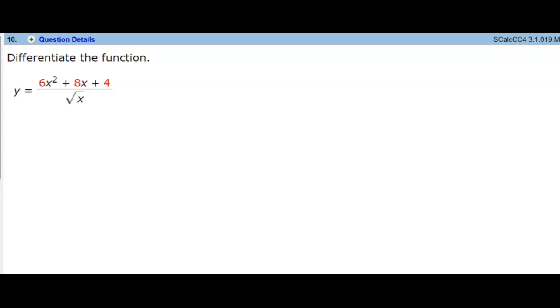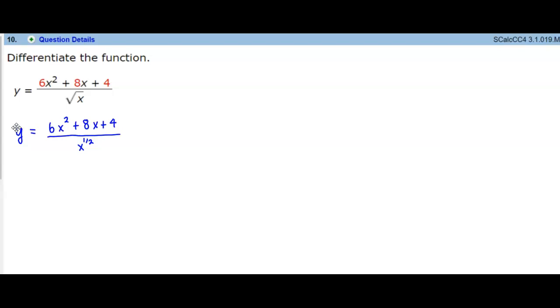Okay, so here we want to differentiate the function. Before we differentiate the function, let's go ahead and rewrite this in a form that will make this a little bit easier on ourselves. So we have y, which is equal to, let's say, (6x squared plus 8x plus 4) over x to the 1/2.